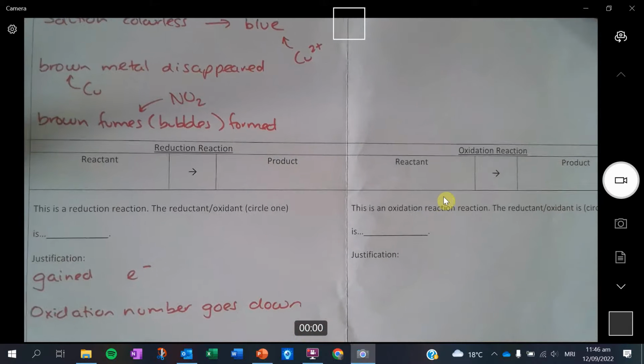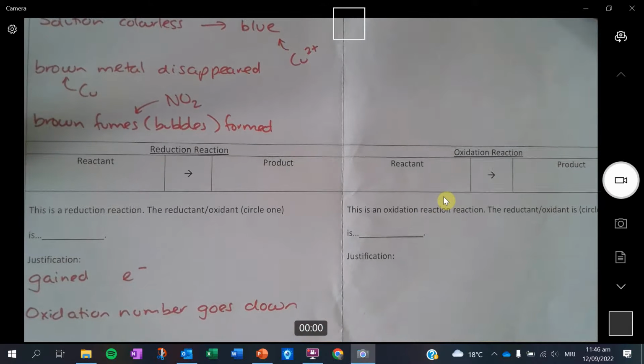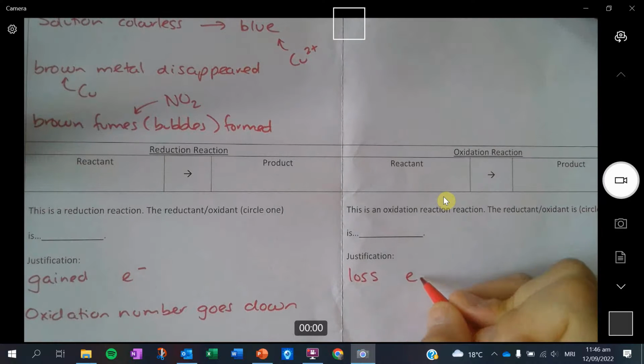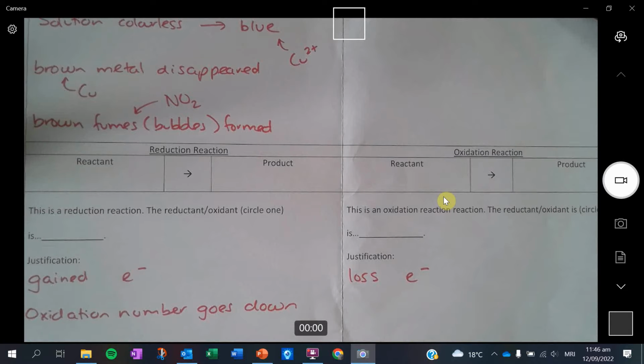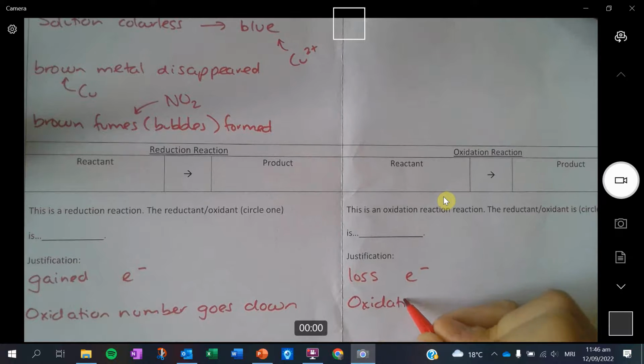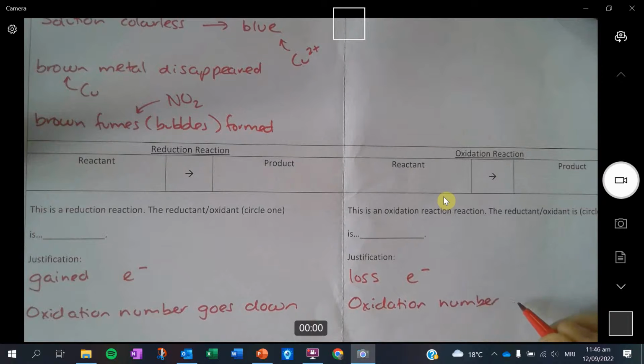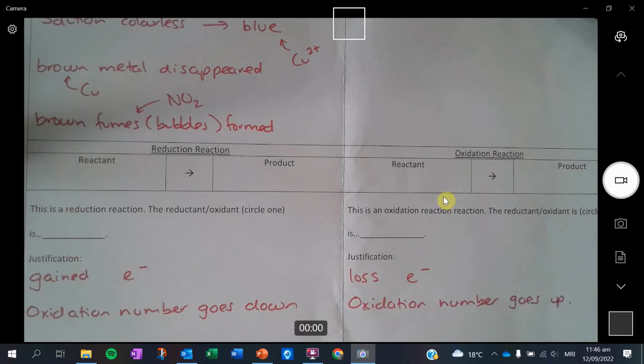All right, when I'm thinking about oxidation, is that gain or loss of electrons? Loss. All right, what happens to the oxidation number? It goes up. So I'm just regurgitating information, just giving the memorization of my terms. All right?